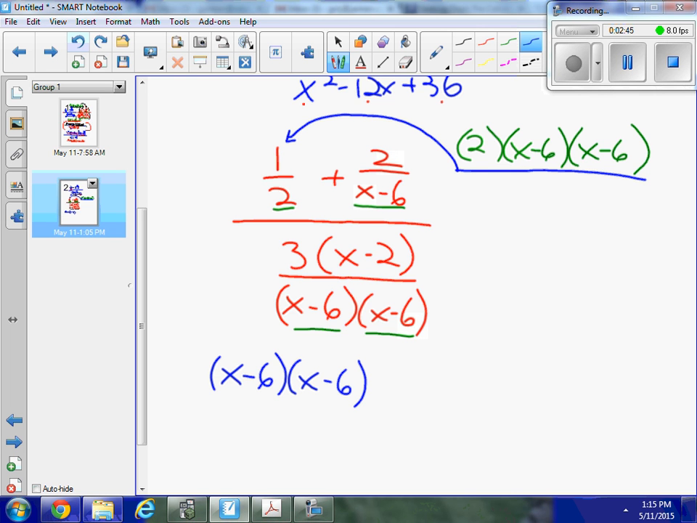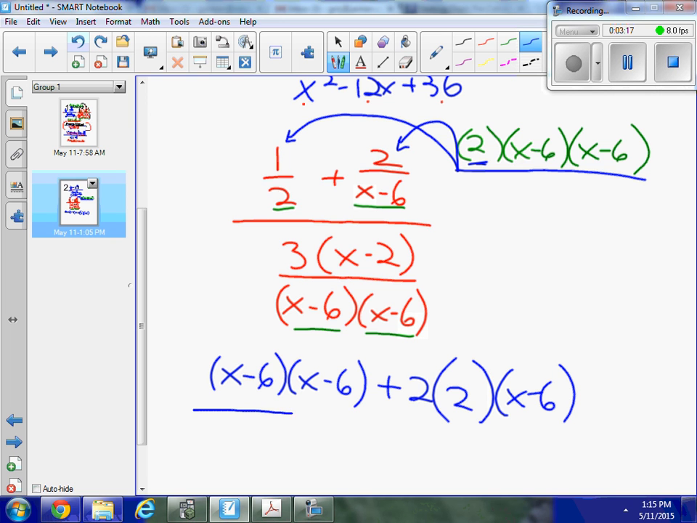Now I'm distributing my lowest common denominator to the next term, which is 2 over x minus 6. So I'm going to have plus 2 times, and this x minus 6 is going to cancel out. Again, I don't want to leave them canceled out. So it's going to be 2 times 2, because the 2 is still there, and 1 of the x minus 6's.